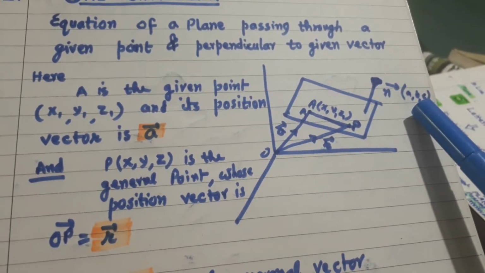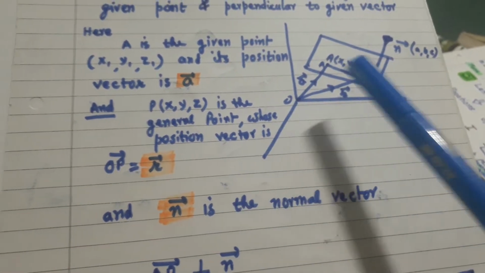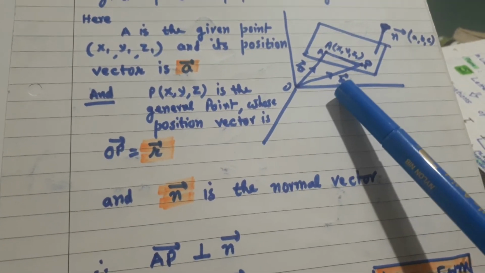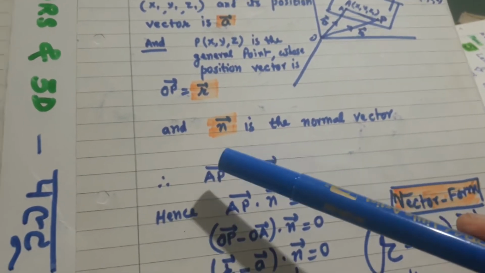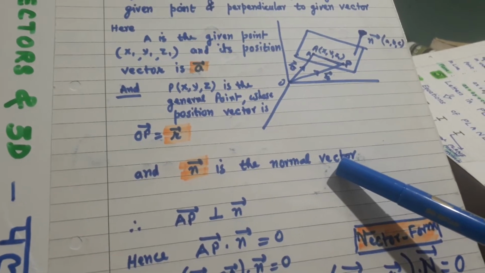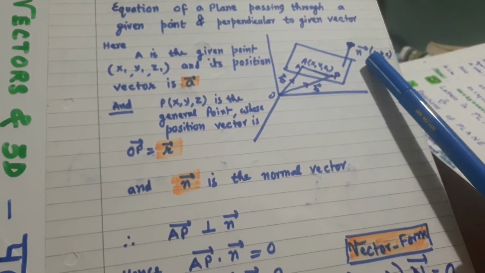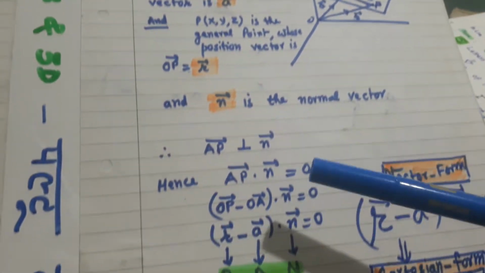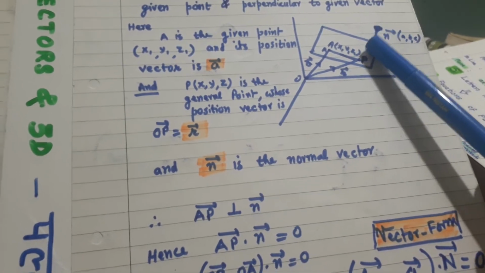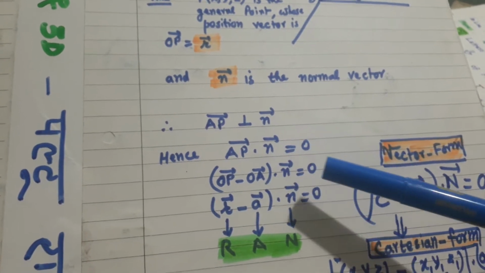It is ABC, I told you, and this is x1, y1, z1. Now P is the general point and its position vector is always R. So OP is R. And N vector is the normal vector, meaning the perpendicular vector. N stands for nail, or normal vector. So look here, AP and this N are perpendicular. Dot product will be 0.